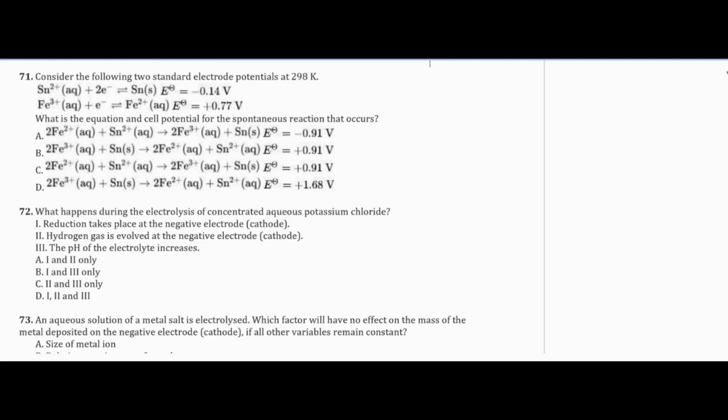Question 71. Consider the following two standard electrode potentials. What is the equation and cell potential for the spontaneous reaction that occurs? Okay, so first let's find the cell potential. We use the positive electrode potential minus the negative. And of course, these will end up adding, which will give us 0.91. So that will either be B or C.